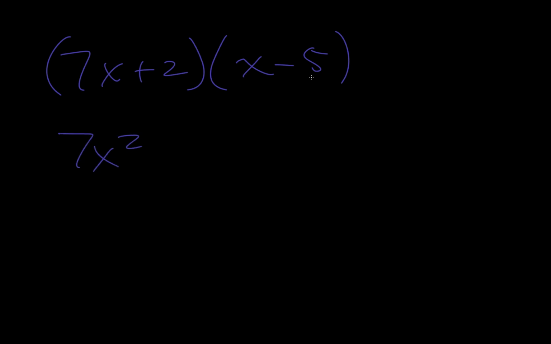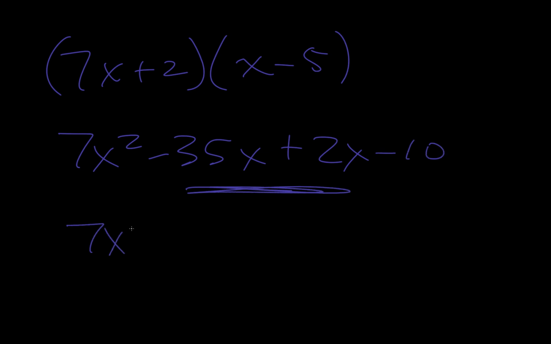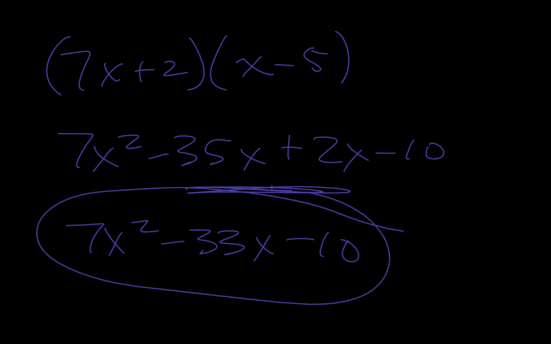Let's do one more of those. This time we have 7x plus 2 and x minus 5. Okay, 7x times x, 7x squared. 7x times negative 5, negative 35x. 2 times x, 2x. 2 times negative 5, negative 10. Combine the like terms in the middle, leave the other ones the same. So this would be negative 33x. And that's our multiplication.